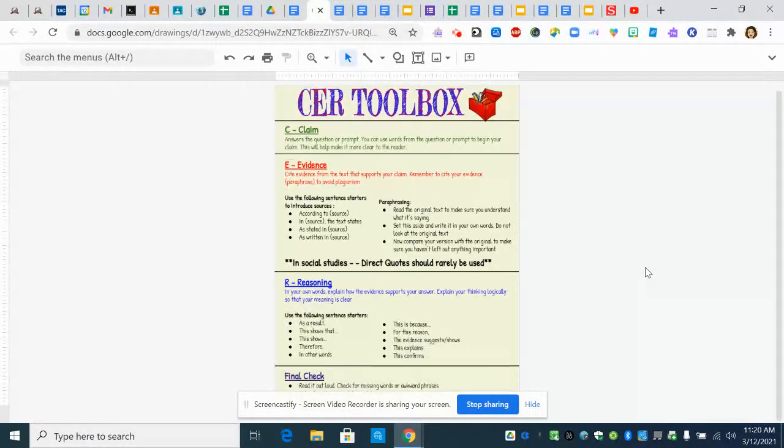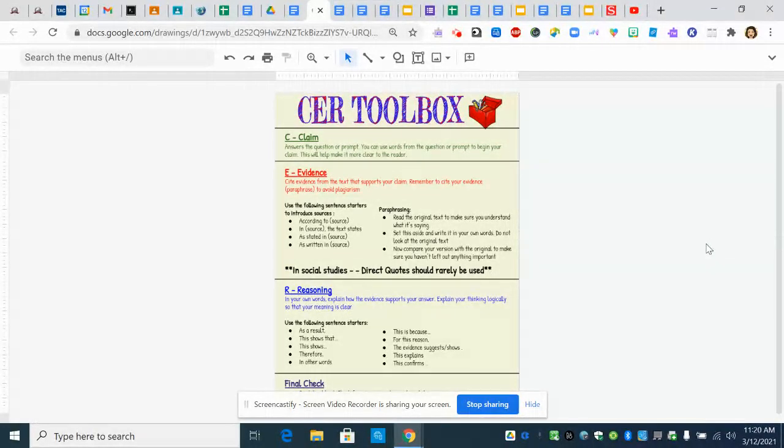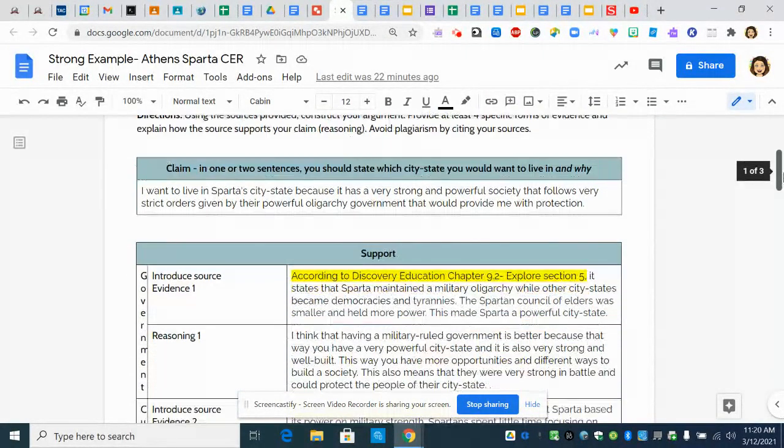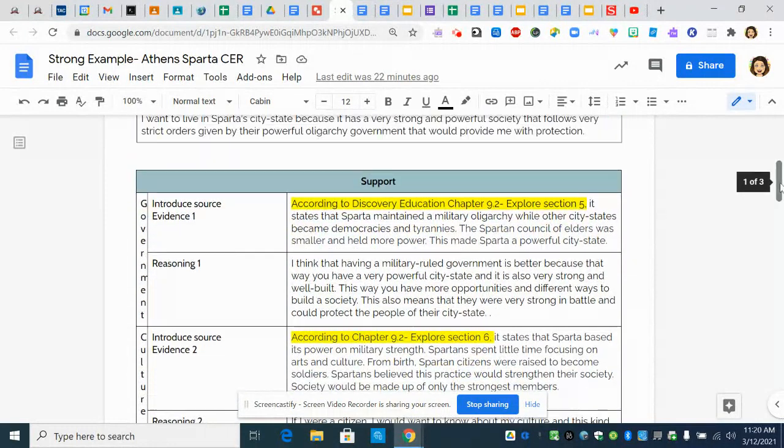at the bottom is a final check. What should I be looking for to make sure that my CER writing is going to meet in every category? So we will be providing you this CER toolbox as well. So I'm going to go ahead and show you a strong example of using evidence.